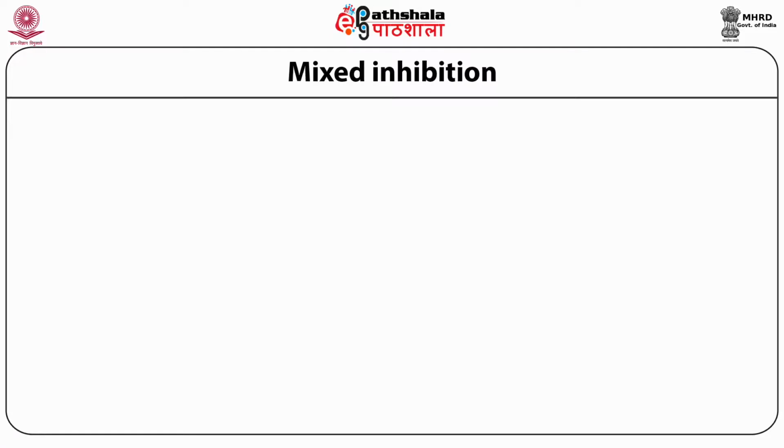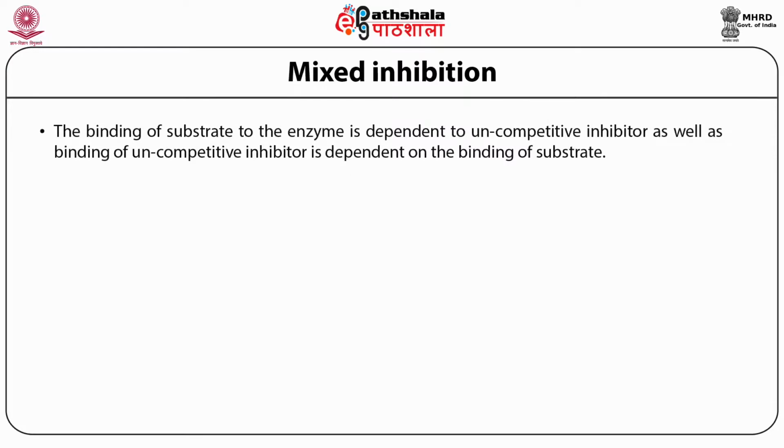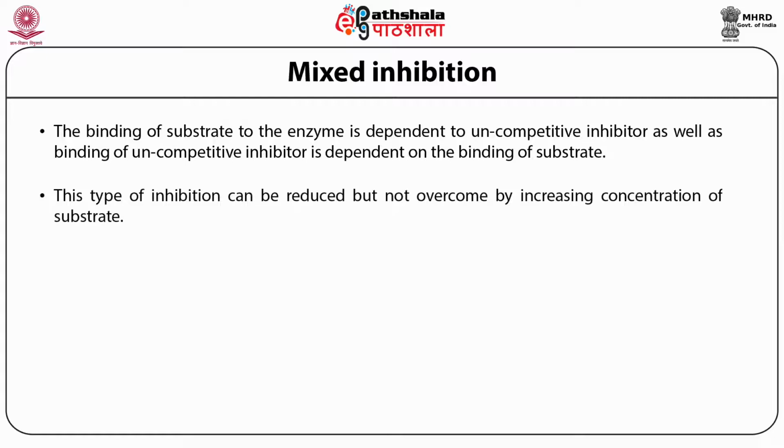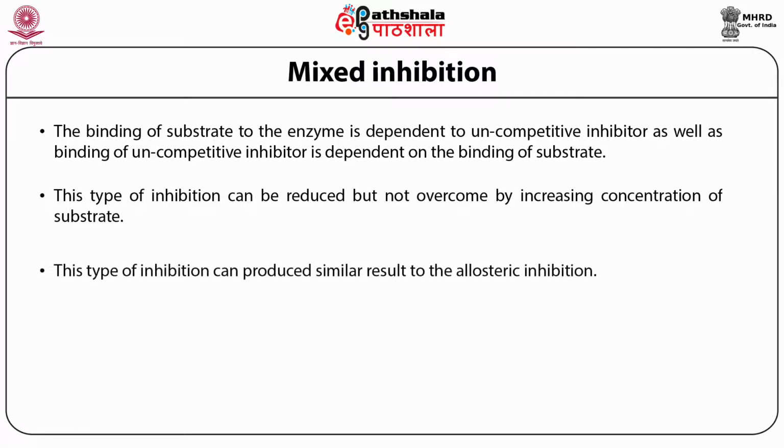After discussion of three types of reversible inhibition, the fourth one is mixed inhibition. If you remember non-competitive inhibition, where binding of inhibitor and substrate are independent, in uncompetitive inhibition, the inhibitor is dependent on the binding of substrate, but substrate is independent of the binding of inhibitor. In mixed inhibition, the binding of substrate is dependent on the binding of inhibitor, as well as binding of inhibitor is also dependent on the binding of substrate.